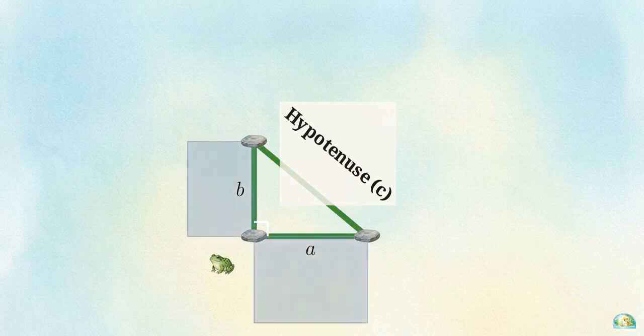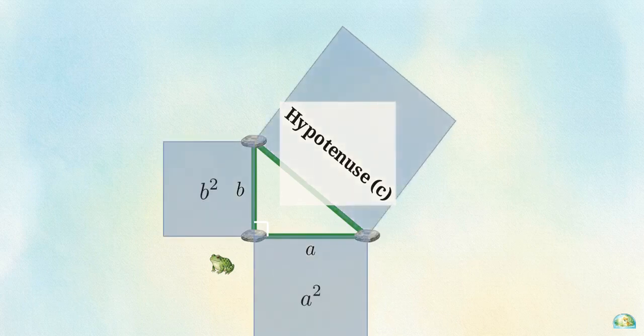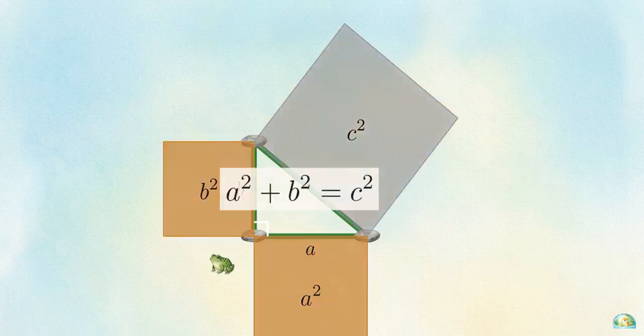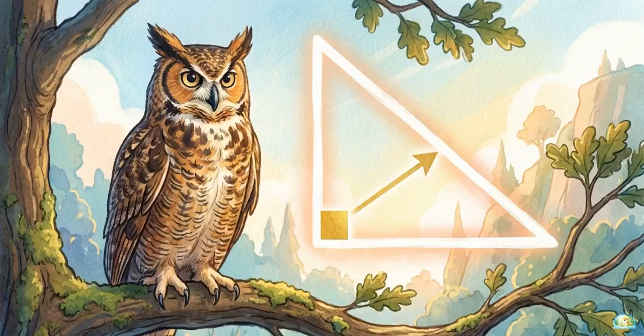If you take the squares of the two shorter legs, labeled A and B, and add them together, they will exactly equal the square of the hypotenuse, C. This gives us the equation, a squared plus b squared equals c squared. This rule never changes. The hypotenuse is always the longest side, and you will always find it exactly opposite the right angle. Let's apply this logic.